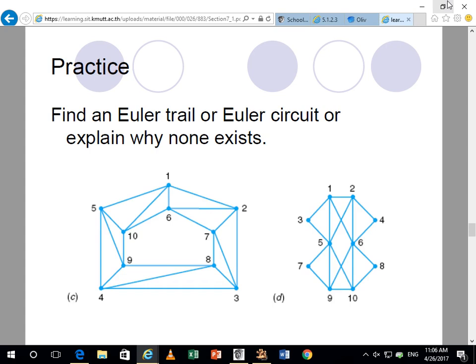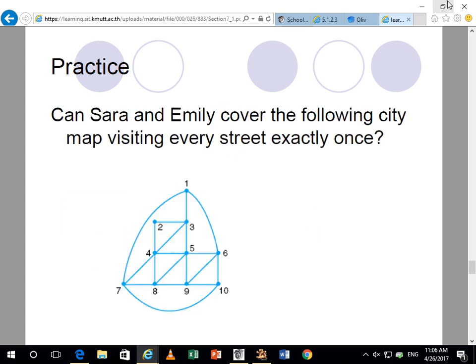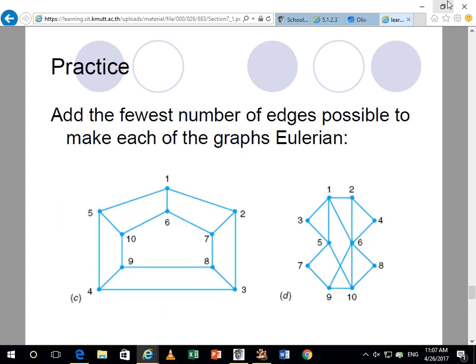In particular, these two are Eulerian. But if we remove this edge, this edge, this edge, this edge, this edge, for example, then this is actually non-Eulerian. And we do something similar here. So this is no longer symmetrical. Did you notice? Something's missing from the previous one. So the bottom line is these two graphs are non-Eulerian. So as an exercise, again, you can go through the same thing and add the fewest number.